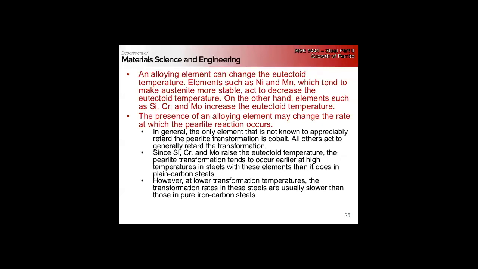So ferrite stabilizers decrease the eutectoid temperature because they're stabilizing... I mean, austenite stabilizers decrease the eutectoid temperature, right? Ferrite stabilizers increase the eutectoid temperature, right?